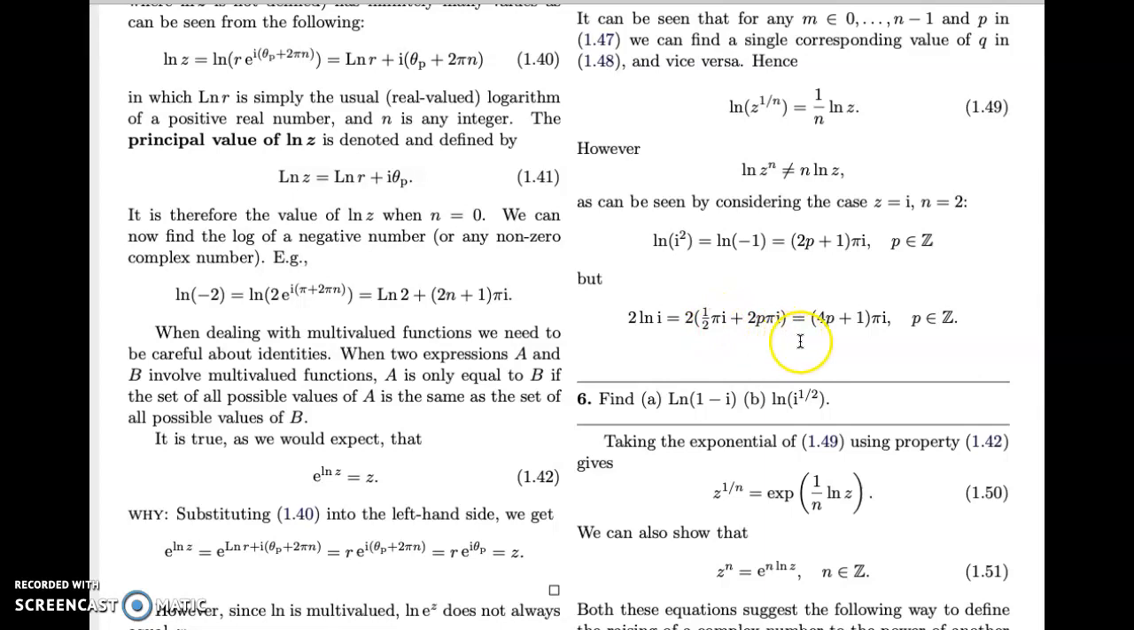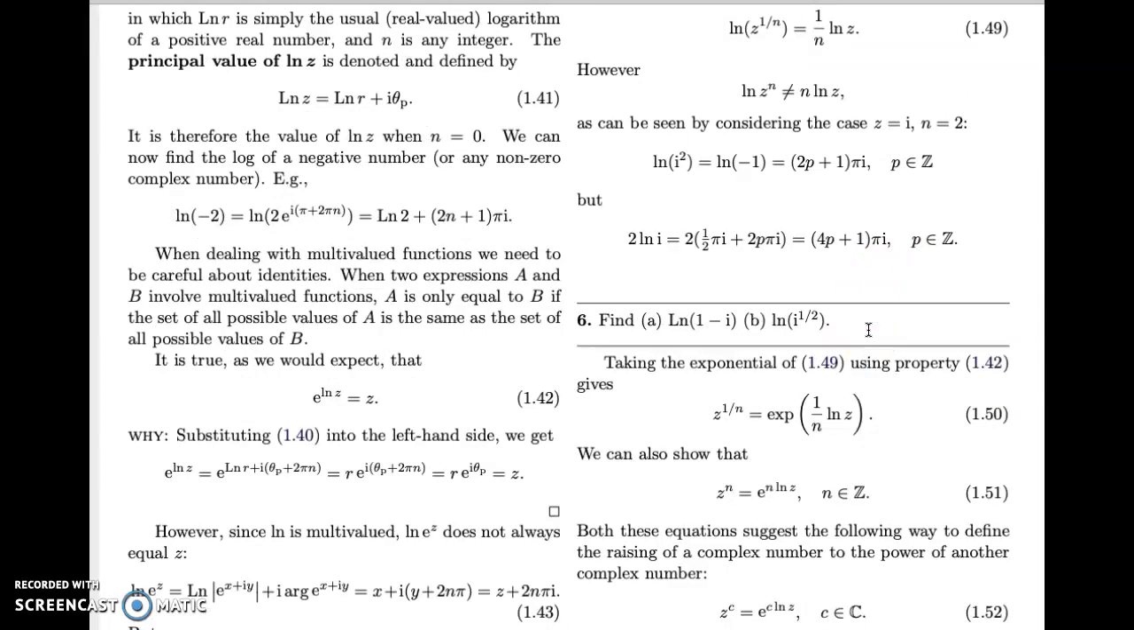Simplifying this, we end up with (4p plus 1) times πi. And you can see this is not the same as this. You put in all possible values of integers p here, and you can see these are not going to give you the same set of multiples of πi. So they're not the same. Anyway, now you can try doing question 6. Notice this is capital Ln. You only want one value here. This is small n, and you need to show all possible values in this case.